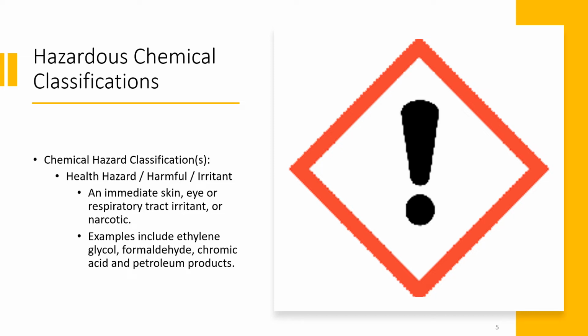So, immediate skin, eye, or respiratory tract irritant, or a narcotic. Narcotics are really bad in the workforce. You start to get sleepy, you're not thinking correctly, and of course, if you're handling chemicals, we really want people to be on their toes and certainly not having this narcotic effect. When we think about examples, ethylene glycol, formaldehyde, chromic acid, and different petroleum products out there.